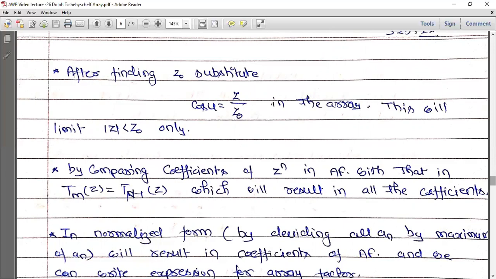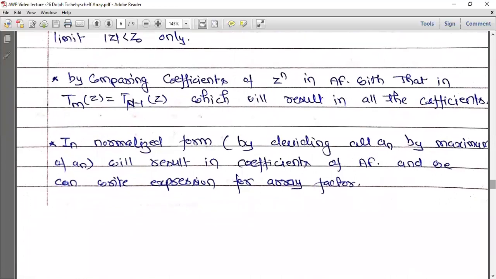Okay, again the same thing which we have understood in case of the binomial antenna array is also applicable here, that in normalized form, dividing all an by the maximum of an will result in the coefficients of the array factor, and we can write the expression for it. What does that mean? That means that the values of a1, a2, a3, a4, an that you will find using this expression are representing relative magnitudes.